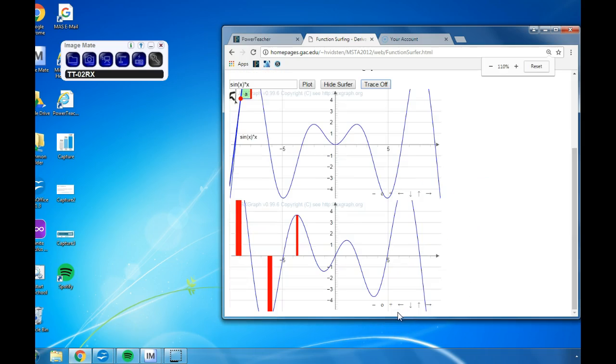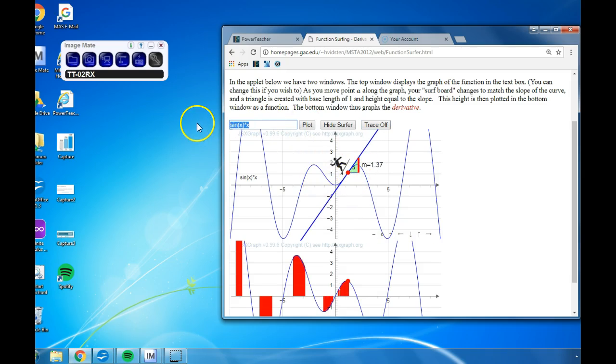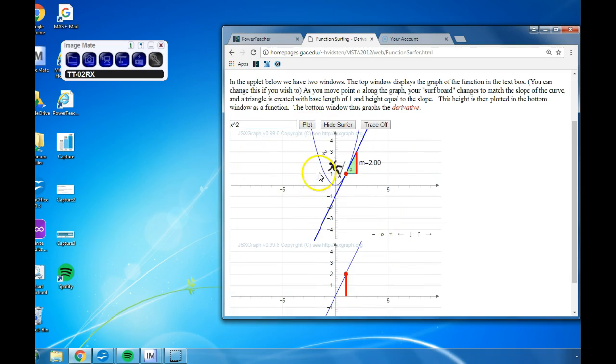So the first derivative does slope. What is the second derivative? Concavity. It tells you whether your slope is getting bigger or smaller. So I can change this to whatever. If I make this x squared, let's say, then I could get my graph of the derivative there too.